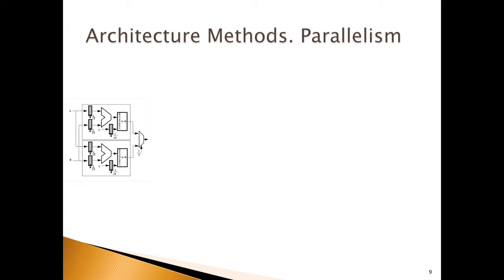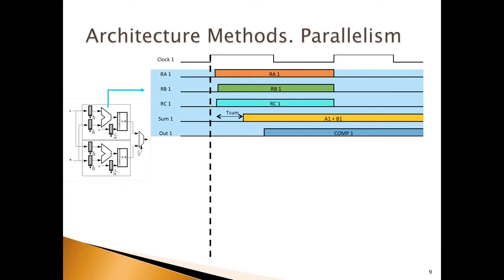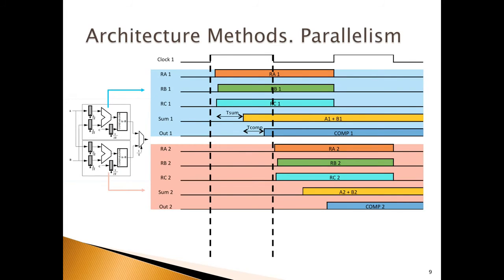Now we're going to analyze the chronogram of the circuit applying parallelism. For the first rising edge of the clock, we have the same performance as before with the same delays. At the falling edge of the clock, the duplicated circuit updates its registers and also works in the same way. Now we'll see the improvement of this architecture.